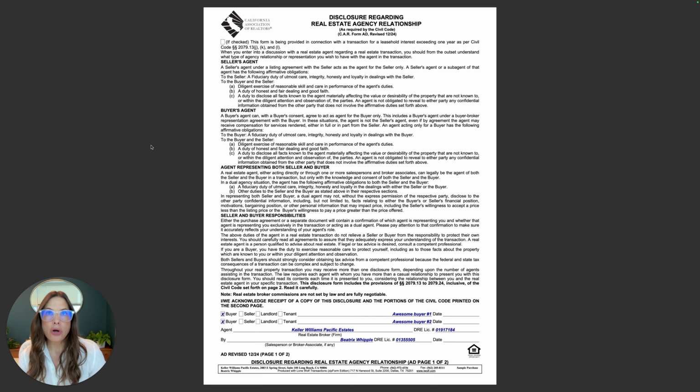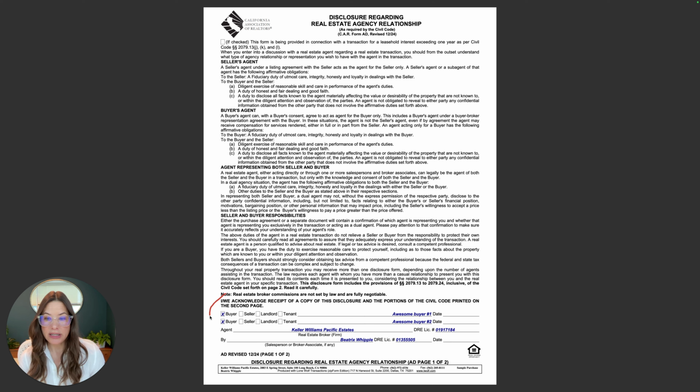When you are representing either a buyer or a seller as an agent, you have a fiduciary duty to them and to represent their best interest, disclose anything you may know about the property that could affect its value or desirability, and ensure that their best interests are being met and supported throughout the transaction.